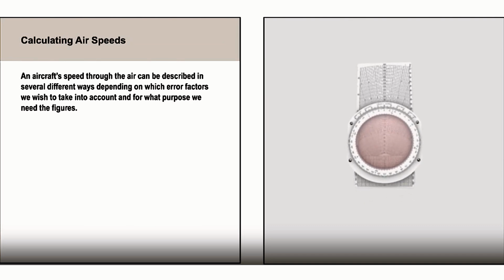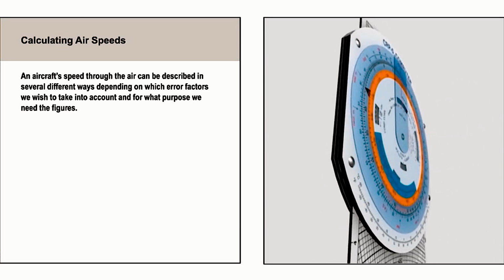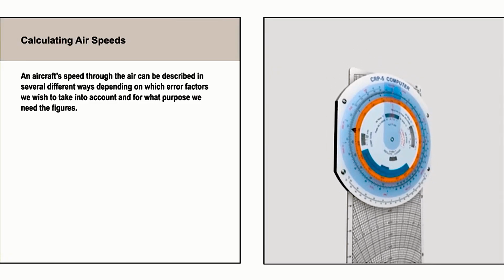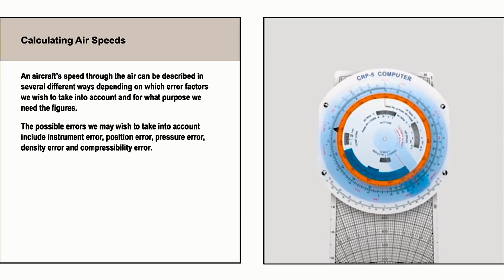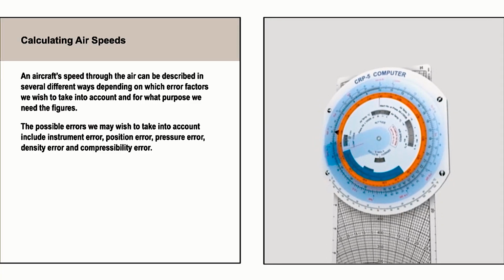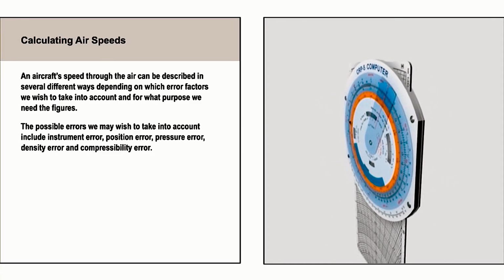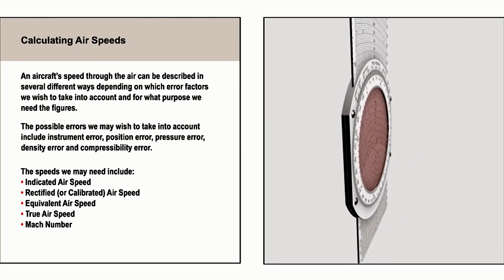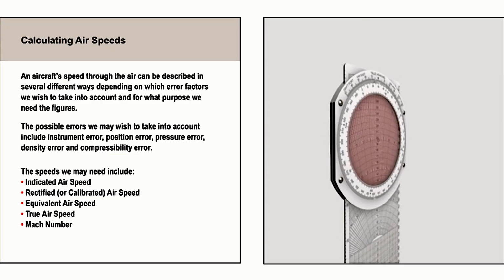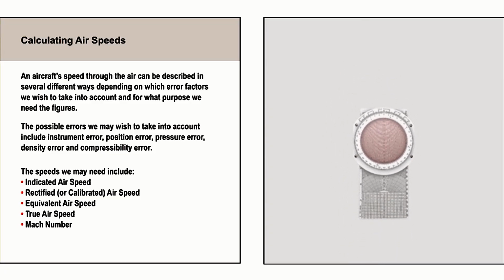An aircraft's speed through the air can be described in several ways depending on which error factors we wish to take into account and for what purpose we need the figures. The possible errors we may wish to take into account include instrument error, position error, pressure error, density error and compressibility error. The speeds we may need include indicated airspeed, rectified or calibrated airspeed, equivalent airspeed, true airspeed, Mach number.